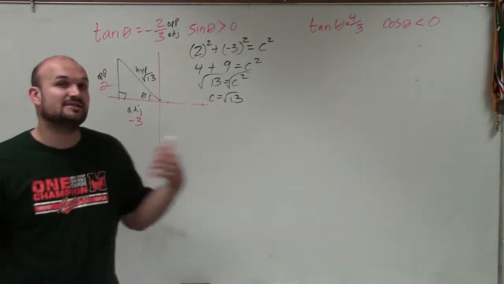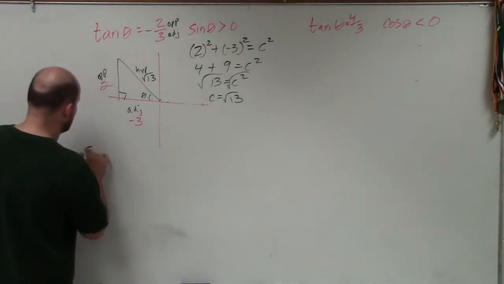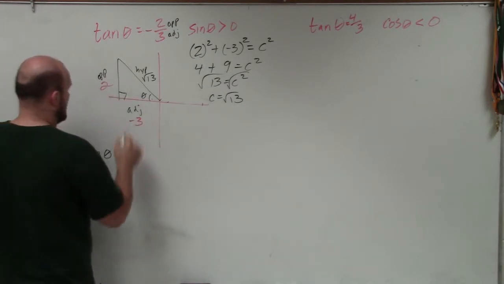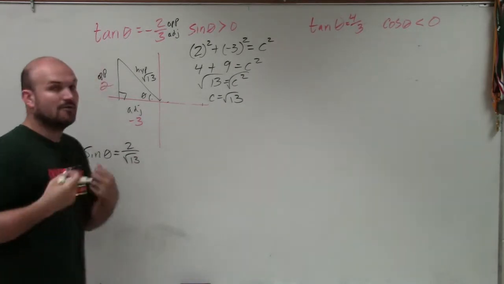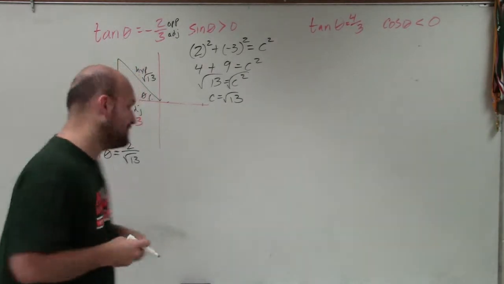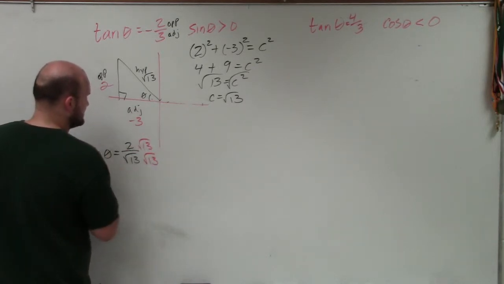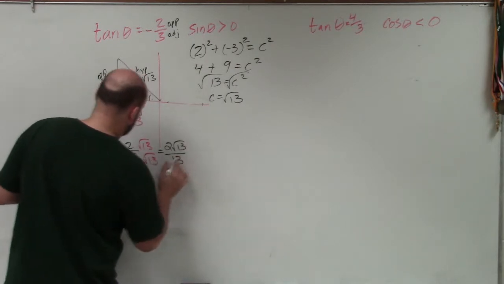OK, so now we just need to evaluate for the sine, cosine, and tangent. So remember, sine of theta is going to be opposite over hypotenuse. So that's going to be 2 over the square root of 13. Remember, whenever we have a square root in our denominator, we have to rationalize the denominator. So I'm going to multiply by the square root of 13 on the top and the bottom. And therefore, I get 2 square root of 13 over 13.